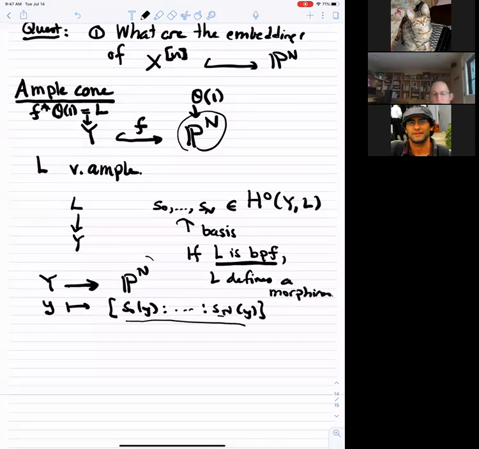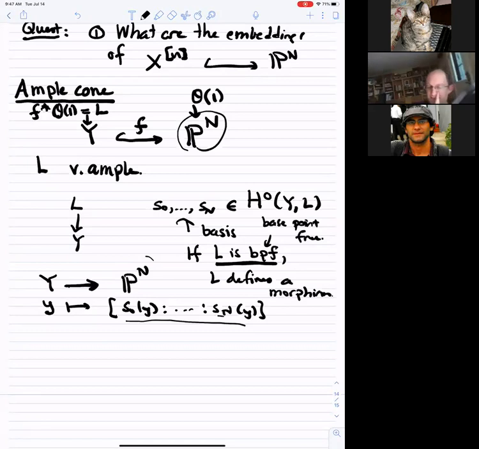And base point free just means that the sections of L do not all simultaneously vanish at any point of Y. And if there is a point where all the sections vanish, you call such a point a base point of L. So this is base point free. But just because you have a morphism doesn't mean that you have an embedding. So there are more conditions to guarantee that this is an embedding.